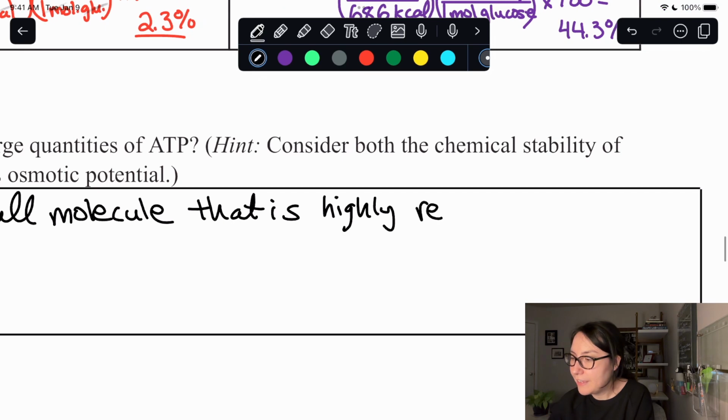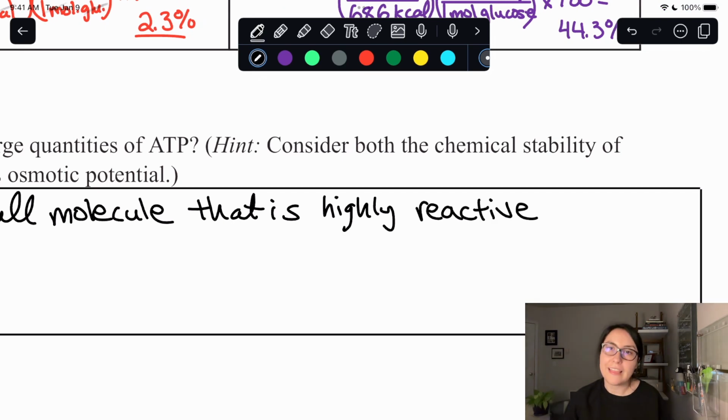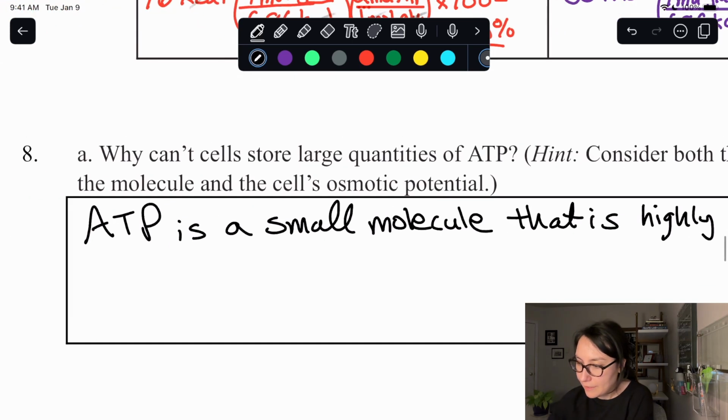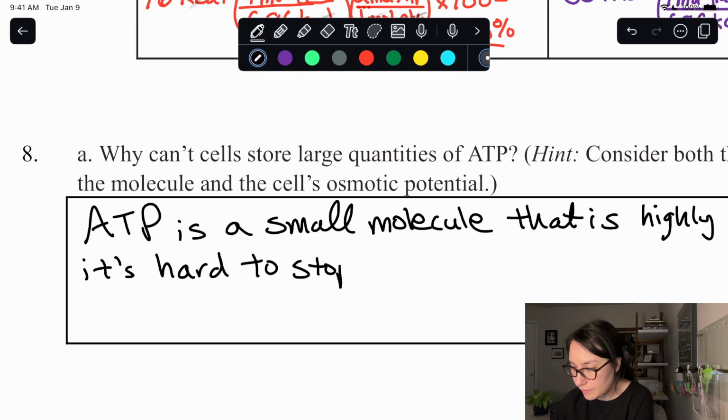And by reactivity, I mean that speed, that energy. Okay? Which is why it's hard to store it in a cell.